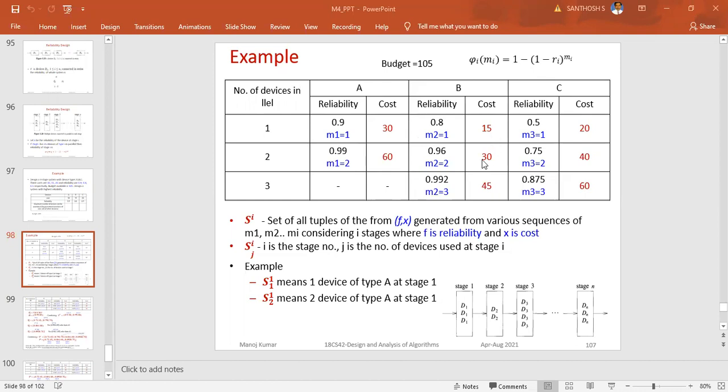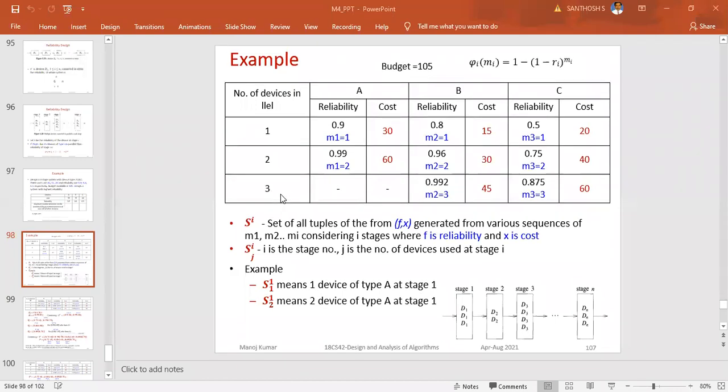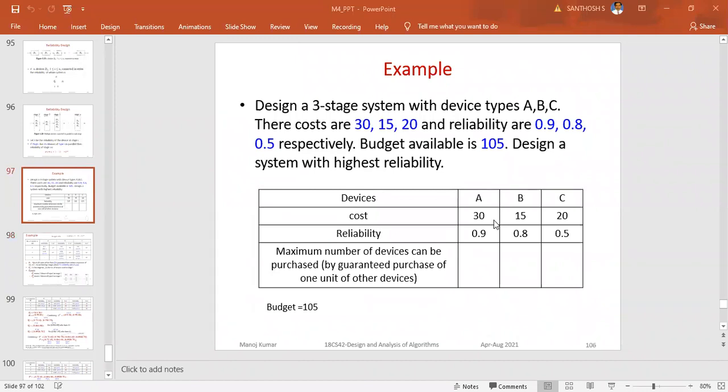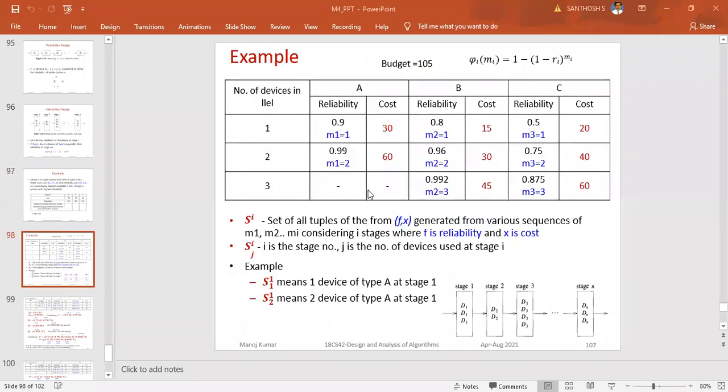So 15 plus 15, 30. Similarly, 0.5, you substitute here. So 20 plus 20 equals 40. So count for 3. So what is the cost of this one? A is 30. So now this we have to find out.